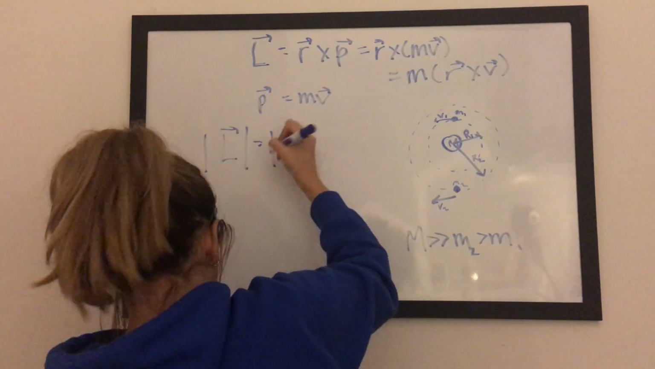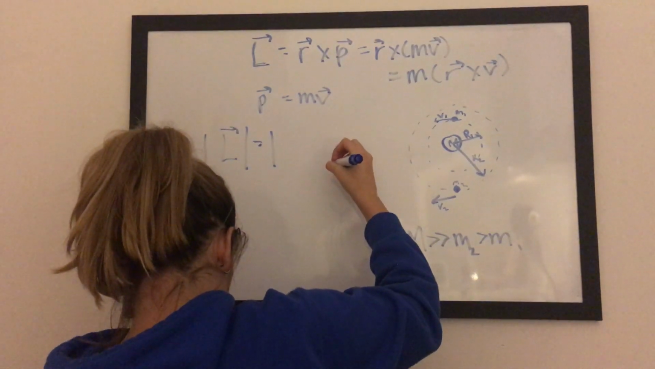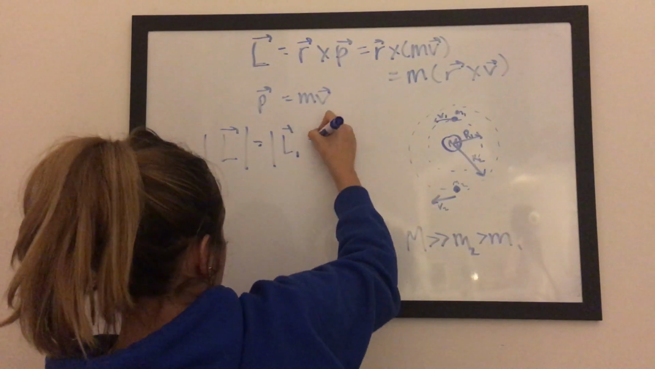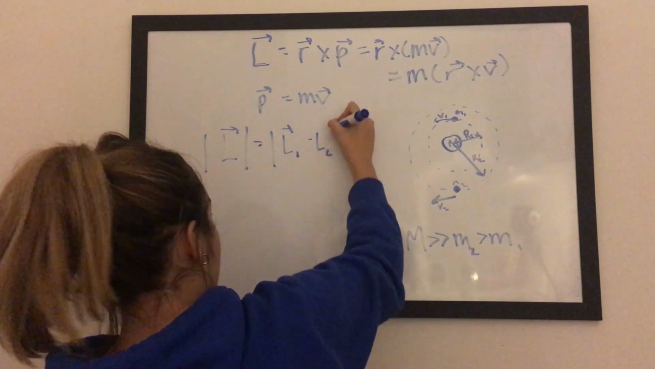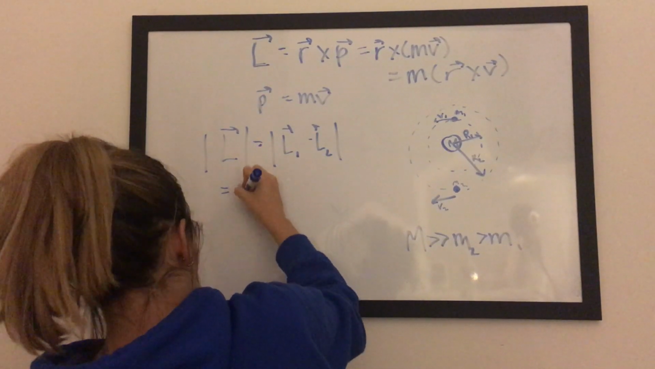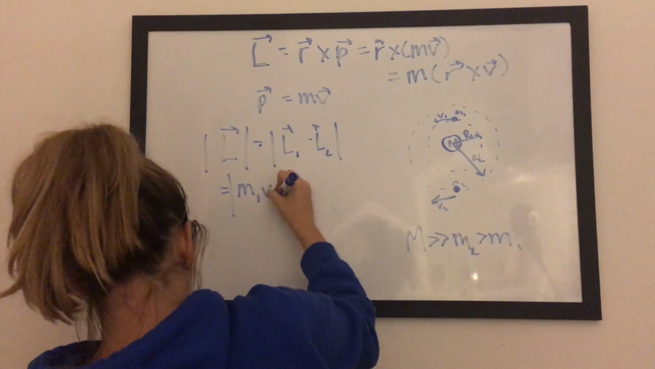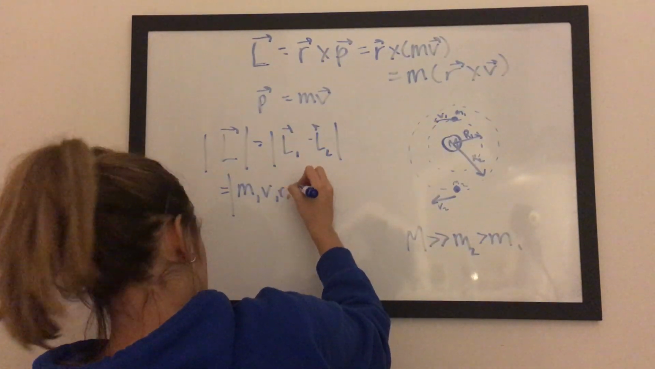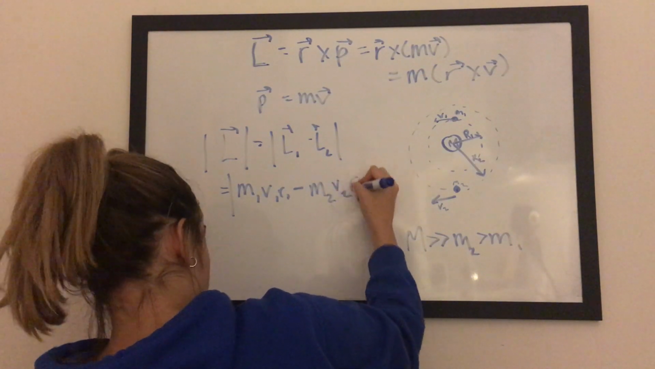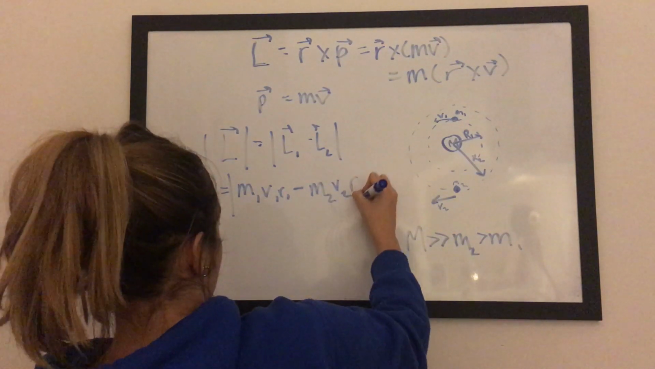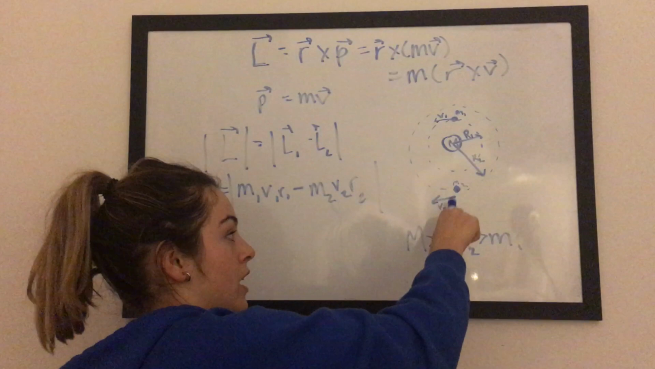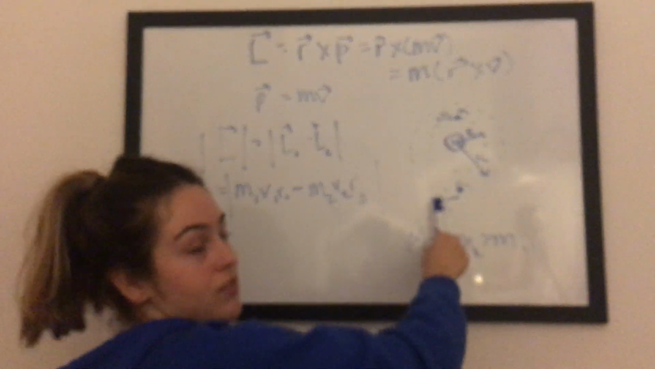The absolute value of L is equal to the absolute value of, well, essentially L1 minus L2, which is equal to the absolute value of m1 v1 r1 minus m2 v2 r2. And we know that this is going to be negative because they're moving in opposite directions. So essentially this is moving in the negative direction.